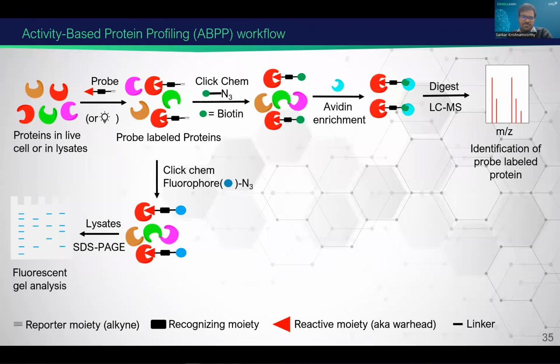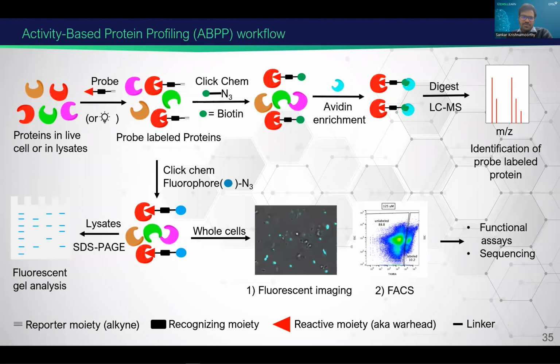So if your proteome is part of a whole cell, we can actually take those cells and do fluorescent imaging to locate where these targets are. We can also use fluorescence activated cell sorting to enrich for the target-rich population, which you can then use for functional analysis, or you can do sequencing. You can even do proteomics with nanoPOTs that Sarai introduced to you.